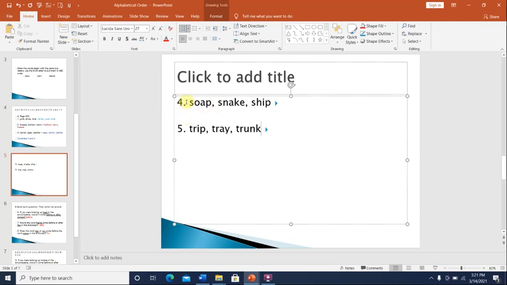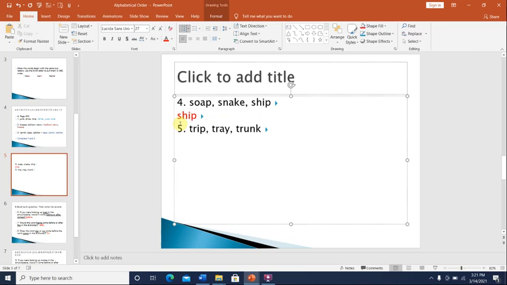Okay, for number 4, we have 3 words. We have soap, snake, and ship. As you see here, all 3 of them begin with the letter S. So that means we're going to look at the second letter. The second letter is O here, N here, H here. If you go through the ABCs, you'll find that the letter H comes first. So that means the first word here is ship.